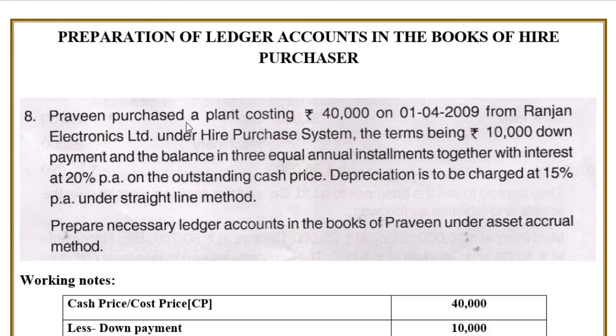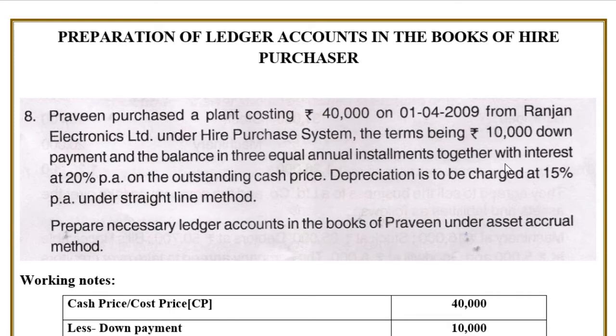Praveen purchased a plant costing rupees 40,000 on 1/4/2009 from Ranjan Electronics Limited. So here Praveen is the hire purchaser and Ranjan Electronics Limited will be the hire vendor. The terms being rupees 10,000 down payment. So the initial payment that Praveen made is 10,000 rupees, and the balance in 3 equal annual installments together with interest.